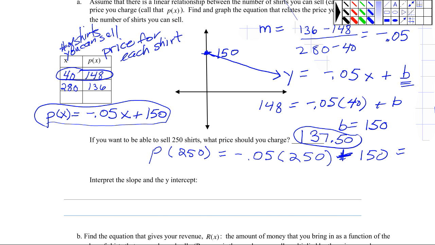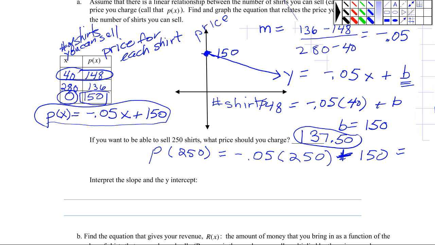Next question is to interpret the slope and the y-intercept. Well, right here, the y-intercept, remember the x-axis means number of shirts you can sell, and the y-axis means the price you sell them for. So the y-intercept, or the point (0, 150), means that if you want to sell 0 shirts, you should charge $150 for each one. Now, of course, it makes more sense if you talk about it the other way around. Namely, if you charge $150 for each shirt, you'll sell 0 of them.